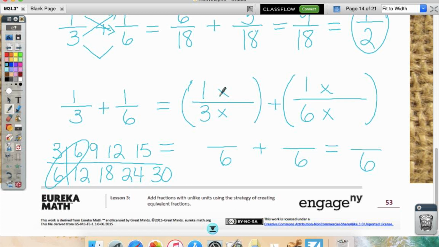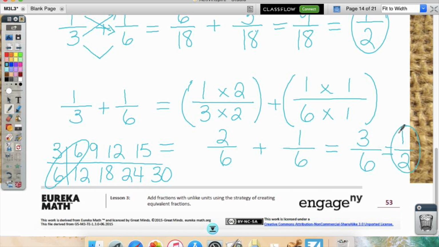Okay, so 3 times what equals 6? Okay, put the 2 in there. So 1 times 2 goes here. Okay, 6 times what equals 6? So 1 times 1 goes there. And 2 plus 1 equals? 3. And 3/6 is simplified to?